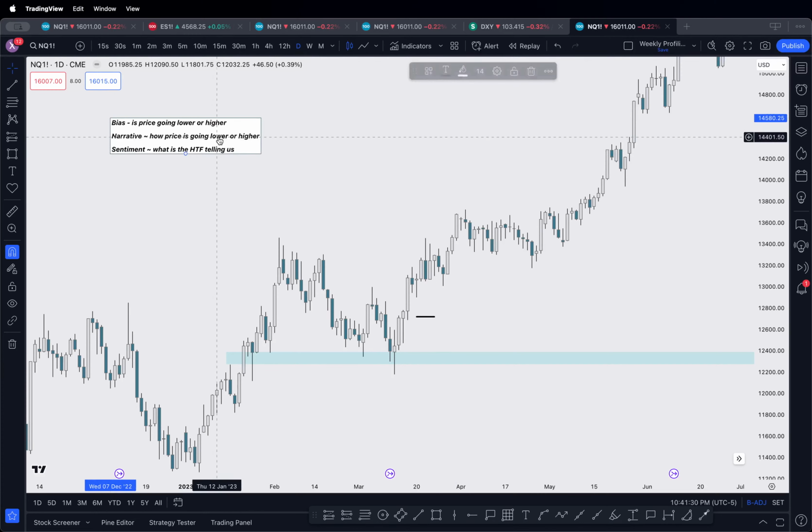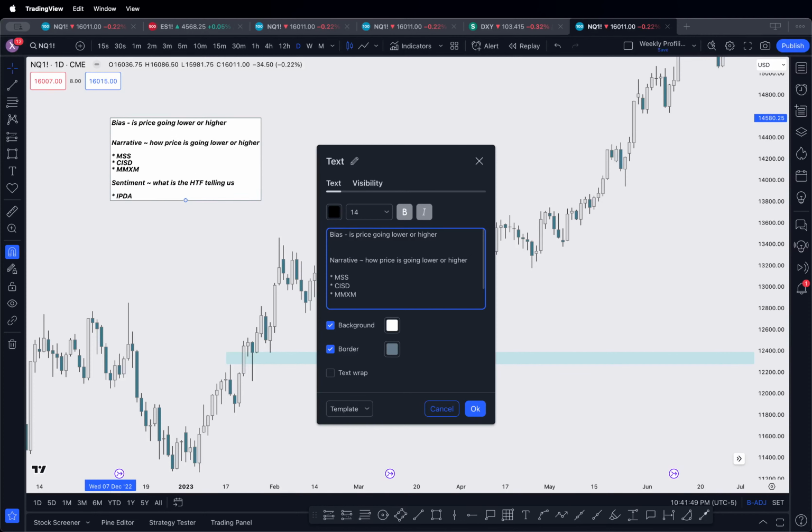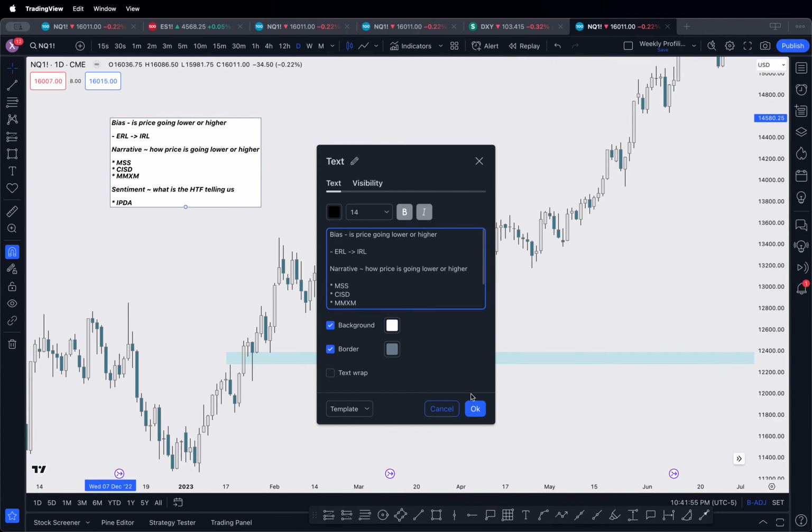Yeah. So we're gonna use stuff like IPDA, right? For sentiment. What are we gonna use for narrative? Market structure. Yeah, market structure. MSS, SysD, MMXM, and what are we gonna use for bias? Arrow to arrow. Make sense?